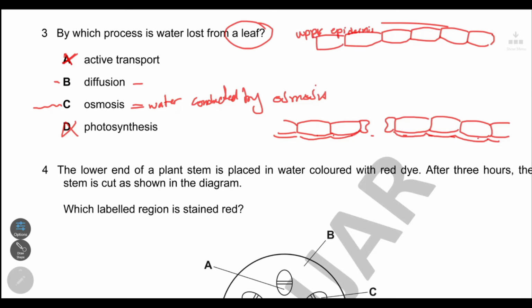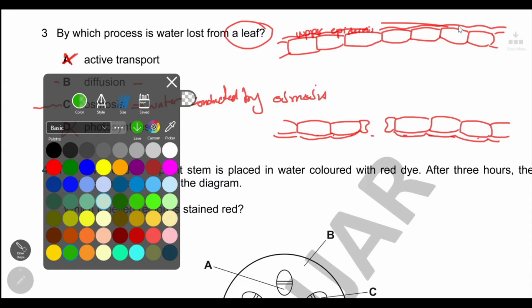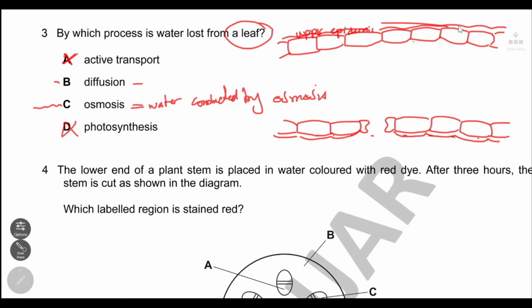Okay, and this is the upper epidermal cells, and of course they also have a cuticle covering them. This is the cuticle. Underneath them, I'll use a little bit of green. This is the green color. Yeah, there is the palisade.